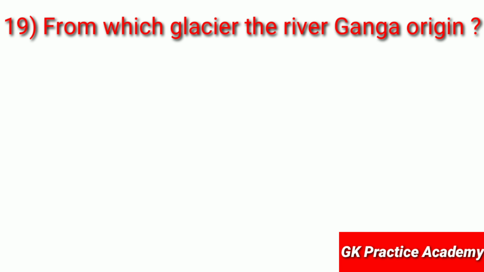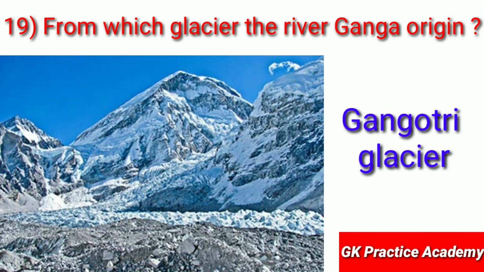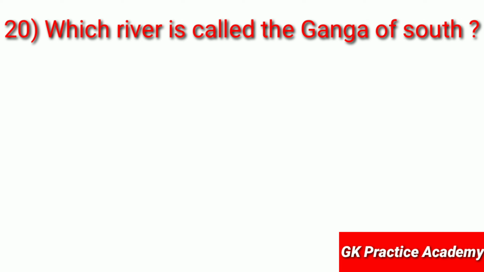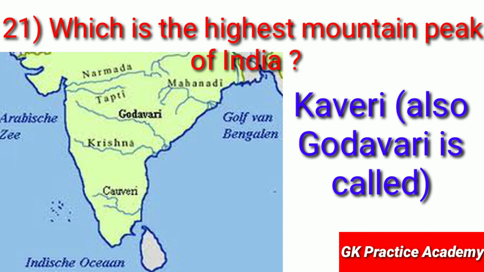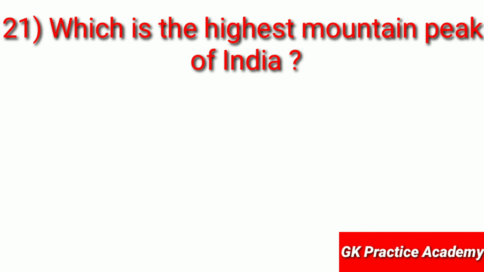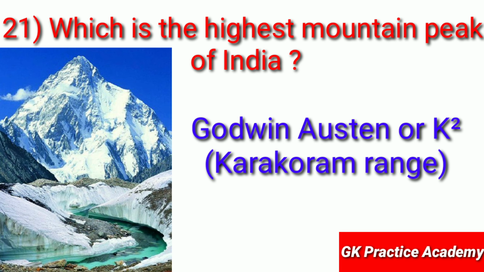Question number 19. From which glacier does the river Ganga originate? Answer is Gangotri Glacier. Question number 20. Which river is called the Ganga of South? Kaveri and Godavari are also known so. Which is the highest mountain peak of India? The answer is Godwin Austin or K2, which is in the Karakoram range.